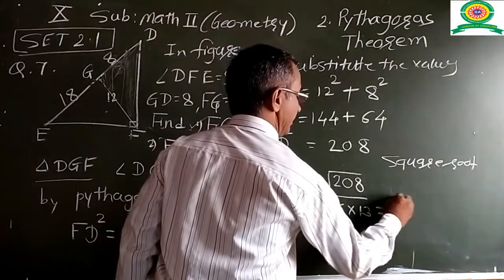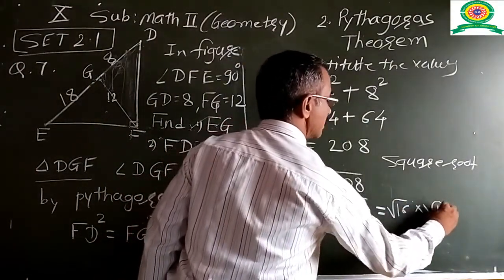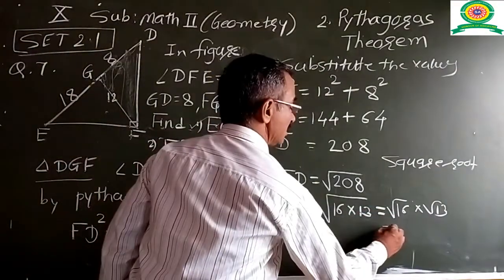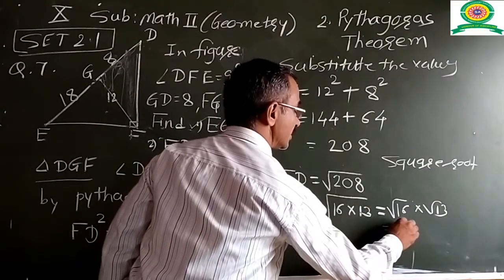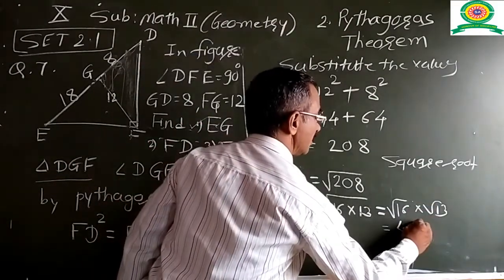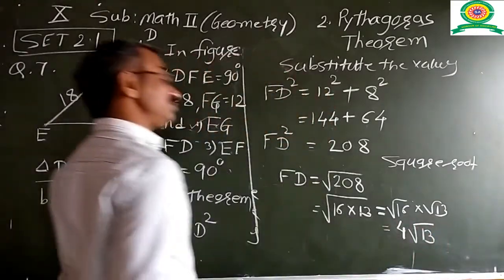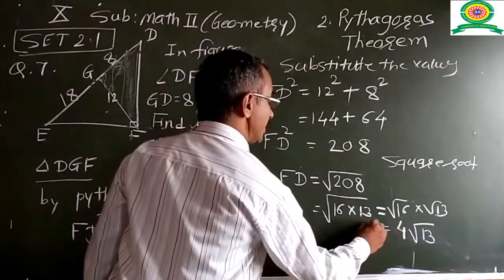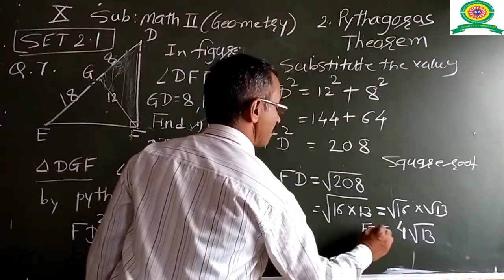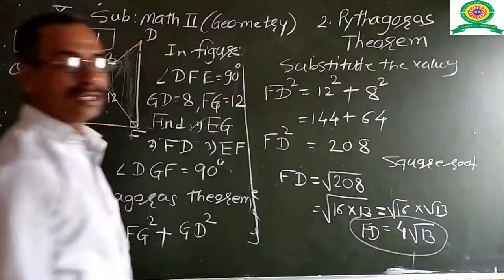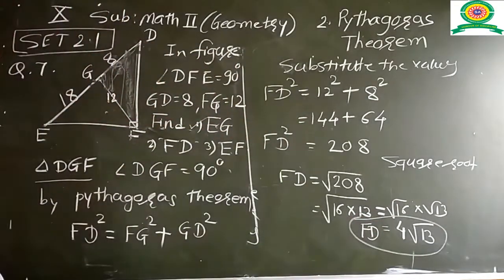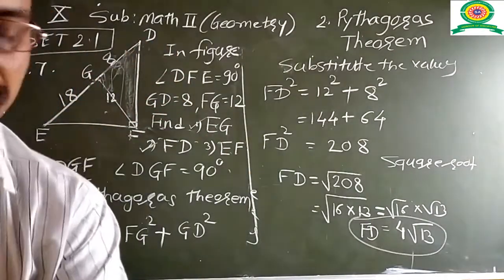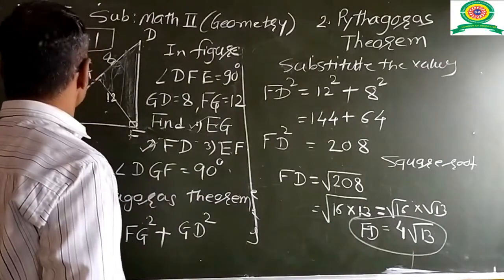So we divide it into two parts, root 16 and root 13. 16 is a complete square of 4, so it is 4, and root 13 is not a perfect square, so it remains in the square root. So we get the value of FD: 4 under root 13. We find the length of FD is 4 under root 13.